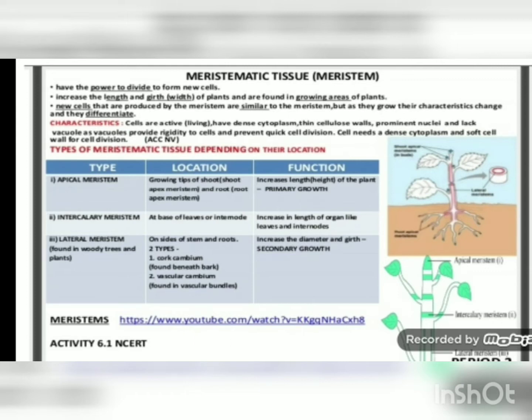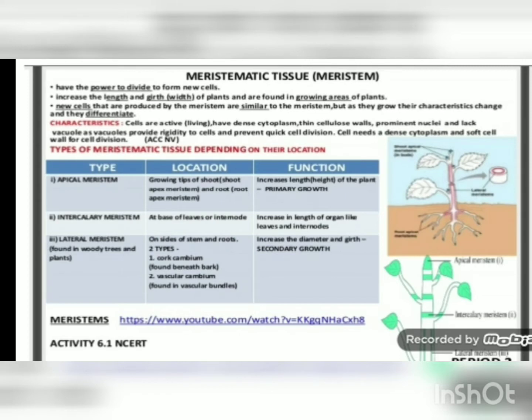Second is intercalary meristem. It is present at the base of the leaves or at nodes. It increases the length of organs like leaves and internodes. So intercalary meristem is present near the nodes of the plant and increases the length of the nodes, and it gives growth of the leaves.